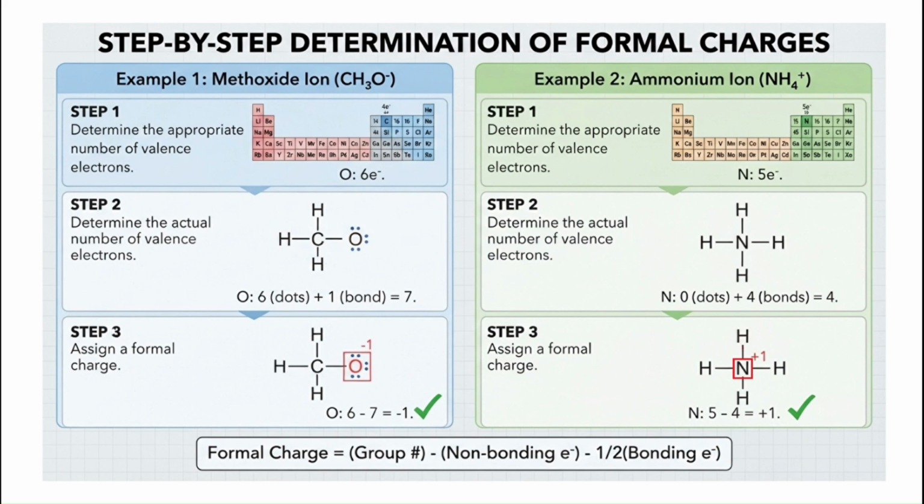This results in a positive formal charge of +1 assigned to the nitrogen, matching the overall charge of the ammonium ion. By following these 3 clear steps, finding the valence electrons, counting the assigned non-bonding and bonding electrons, and applying the formula, you can accurately determine the formal charge for any atom in a Lewis structure. Now, let's identify formal charges on some structures.